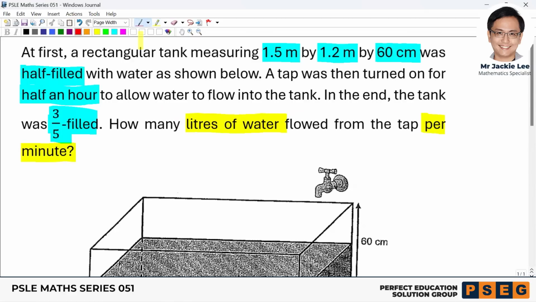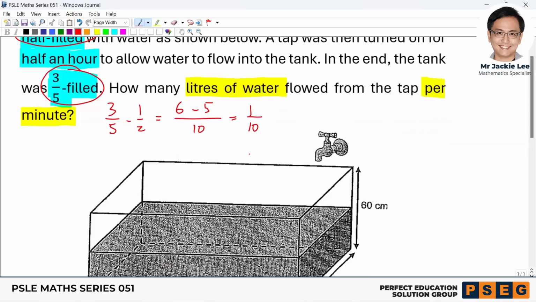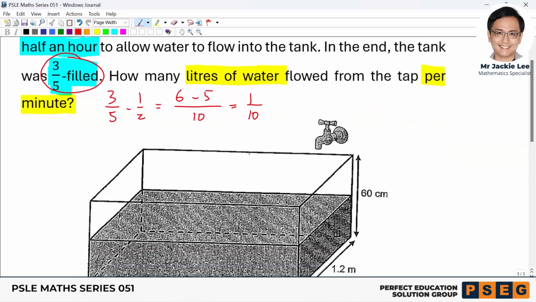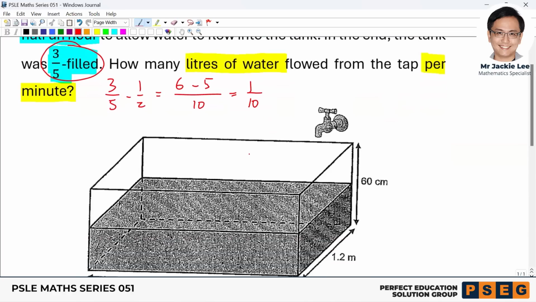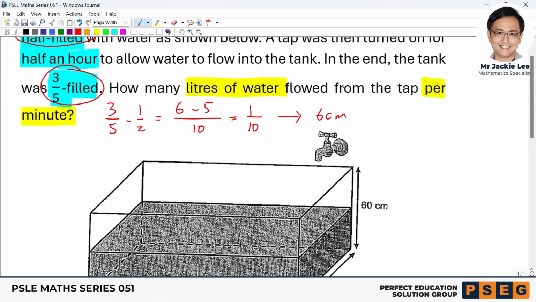Okay, I think at first we try to find the difference between these two fractions first. So 3/5 minus half. Okay, end up 1/10, right? Now, because this one, you can see the base is actually constant always. So 1/10, full 10 is 60 cm, right? So go by proportion, I think 1/10 corresponding to the depth of the water should be 6 cm, am I right? Okay, 6 cm.